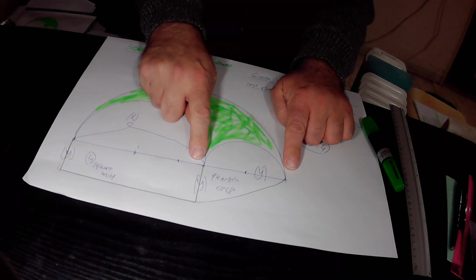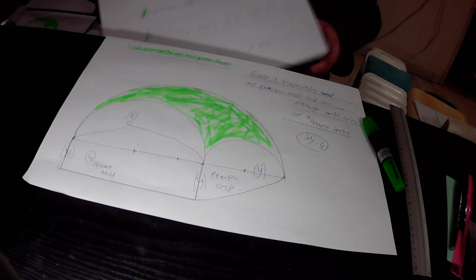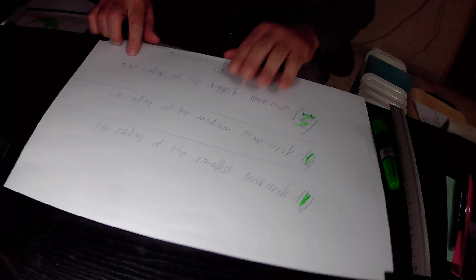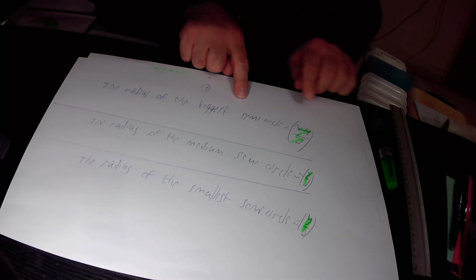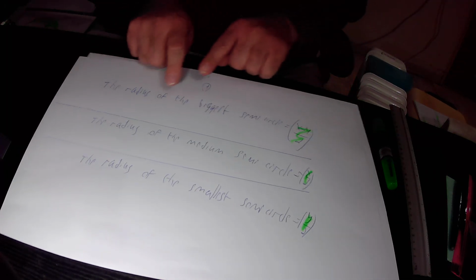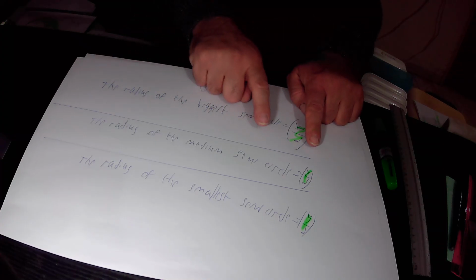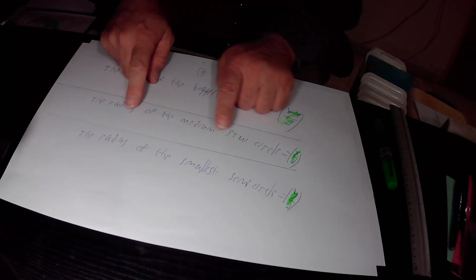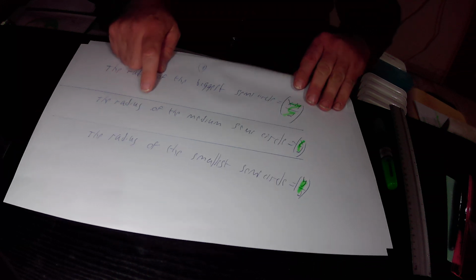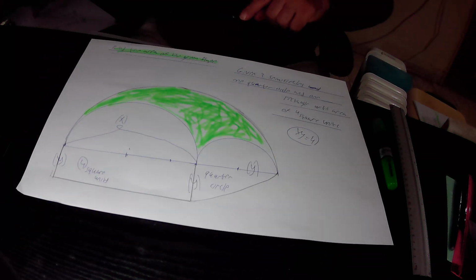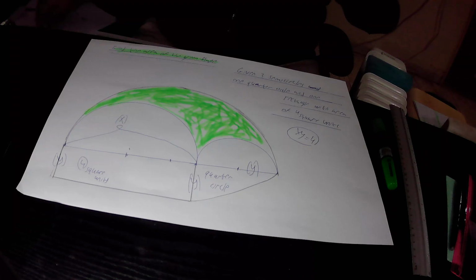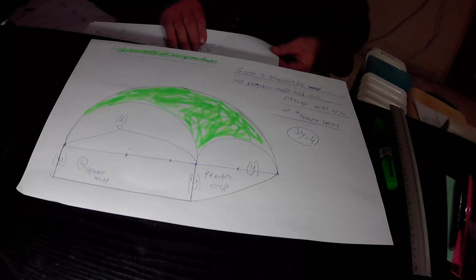That is y over 2 units in its length. Repeat again. The radius of the biggest semicircle equals x plus y over 2 units in its length, the radius of the medium semicircle equals x over 2 units in its length, and finally the radius of the smallest semicircle equals y over 2 units in its length. Okay, again, our task is to find the area of this green shape. So what is the area of the green shape?